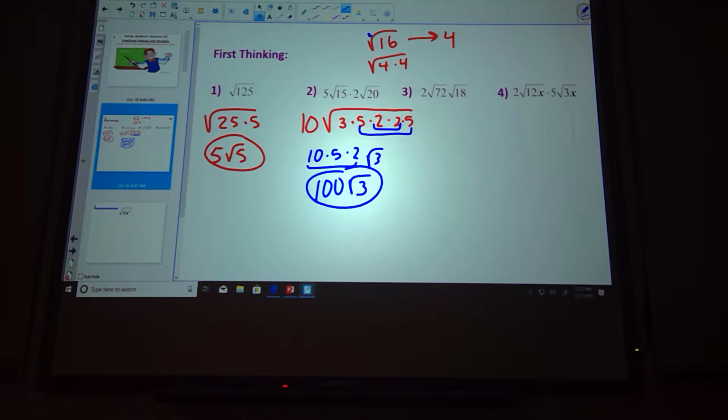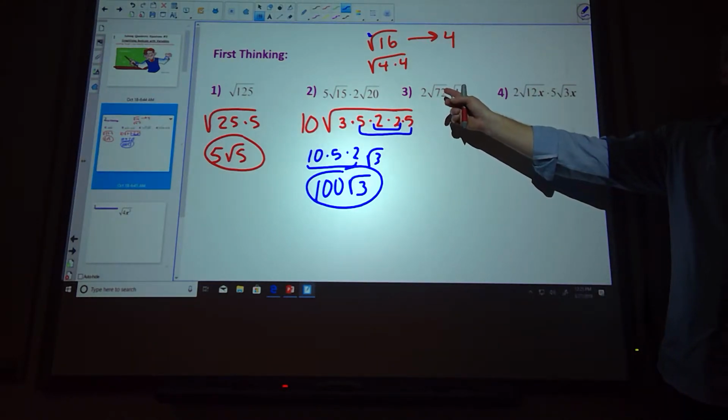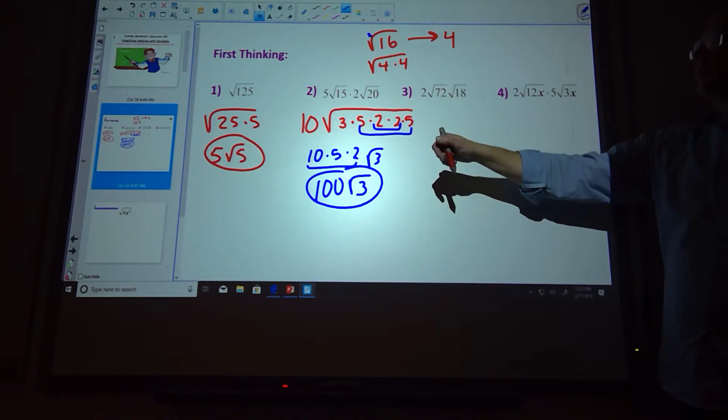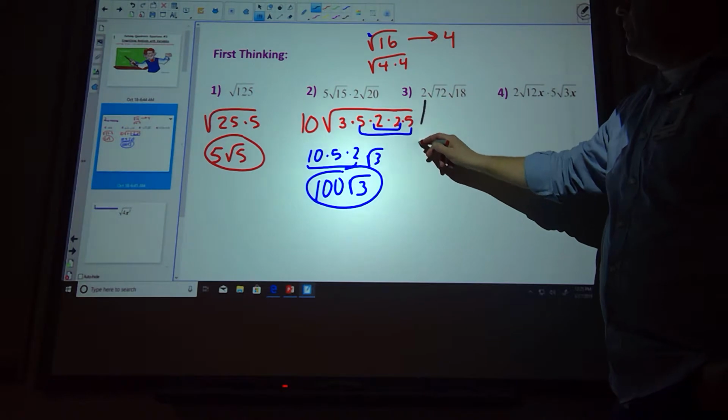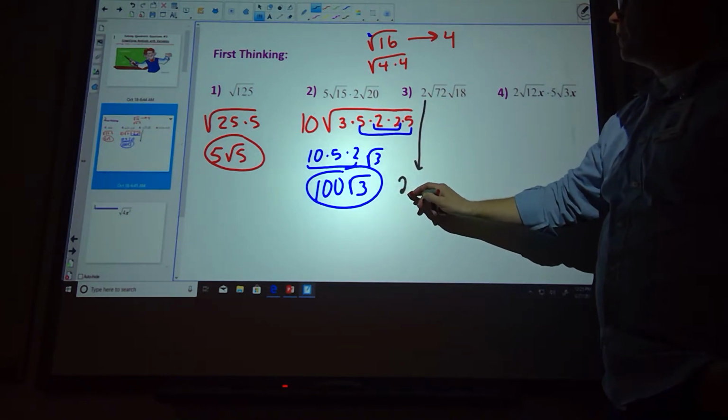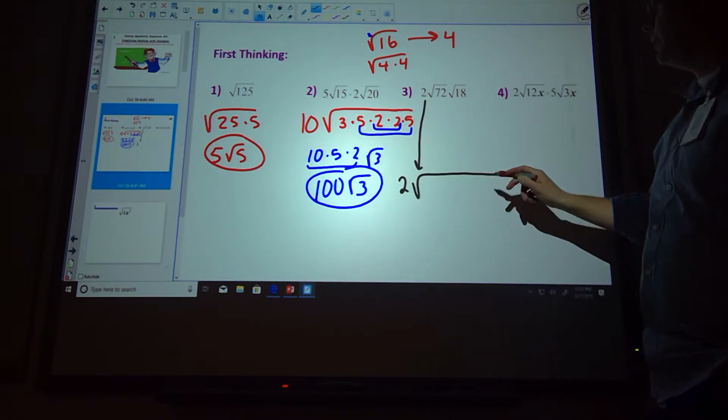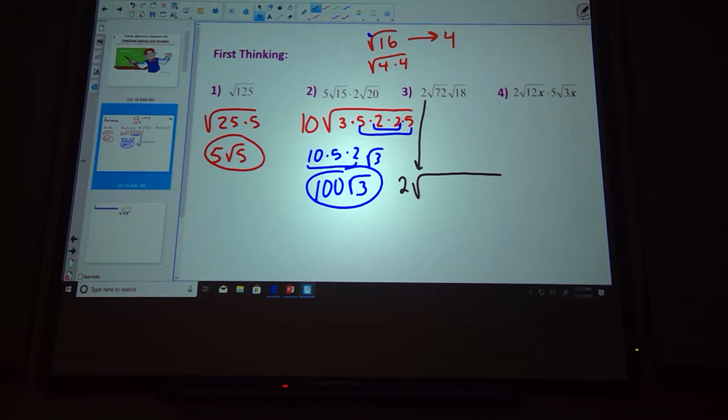All right, let's do the same thing to this one. Same thing, okay? So let's go through this gradually. So I'm going to keep that 2 outside. Agreed? And then let's do this. Let's start breaking down 72. 72 is the same thing as 2 times what?